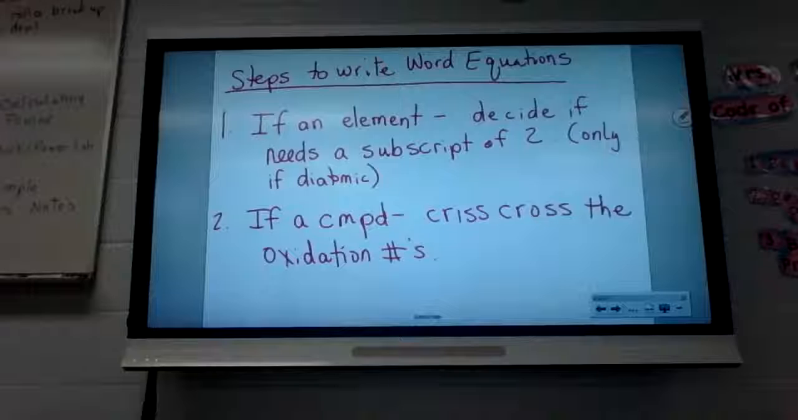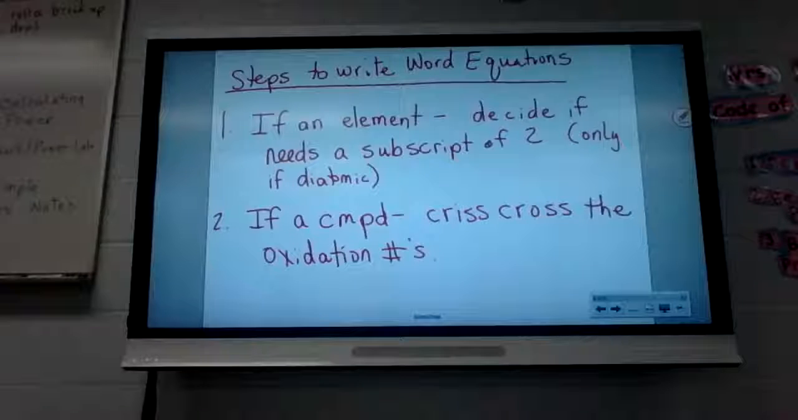If it's not one of the 7, you're going to do what? Crisscross. Nope. Wait. I'm talking about if it's an element. If it's an element, you're going to ask yourself, does it need a subscript of 2? If it's not one of those 7 diatomics, what are you putting on it? Nothing. It either has a 2 or it has nothing. Will any element have a subscript of like a 3, a 4, a 5, a 7? No.